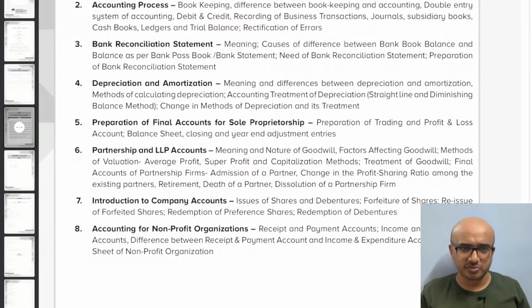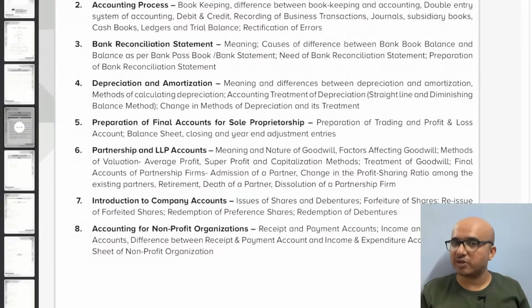There will be lots of adjustments, which is fine. Then a very huge chapter that would be partnership and LLP accounts, though we'll be mostly looking at partnership accounts as such. I don't think there'll be too much of LLP. Theoretically, it will be there, of course.